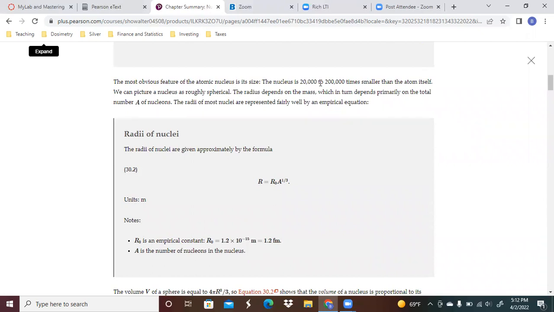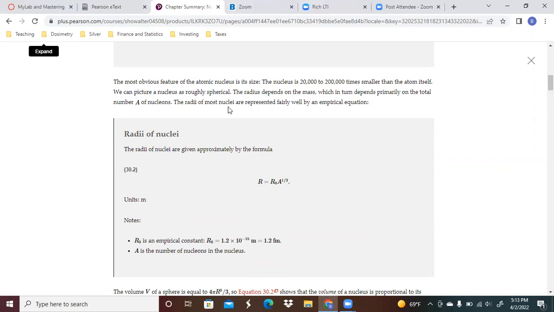So the nucleus is 20,000 to 200,000 times smaller than the atom itself. So you can picture it roughly as spherical, although you've seen before the pictures of it. It's not exactly spherical, but that's how a lot of people look at it because it's just easier to think of it that way. The radius is going to depend on the mass, which in turn depends primarily on the total number of nucleons.